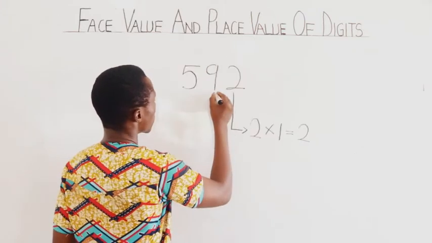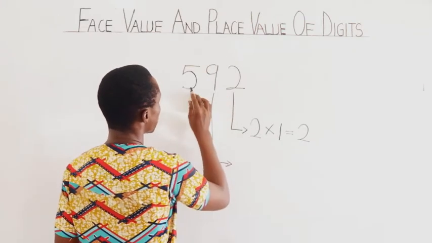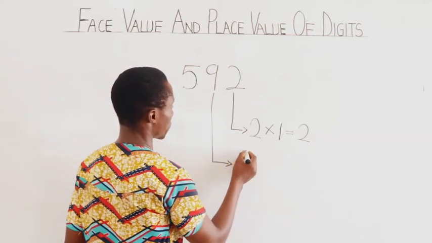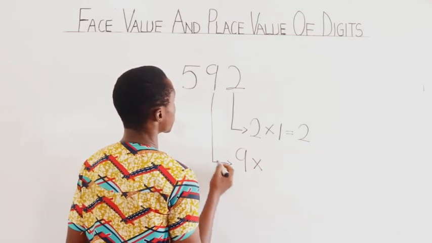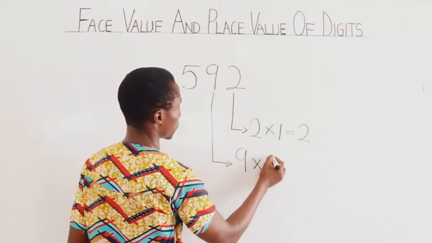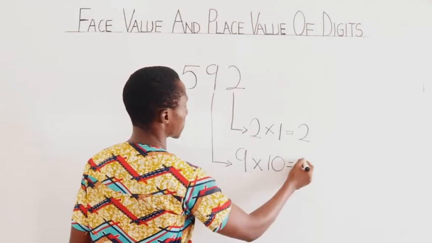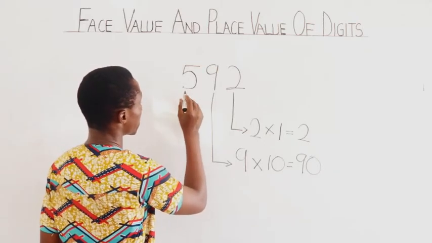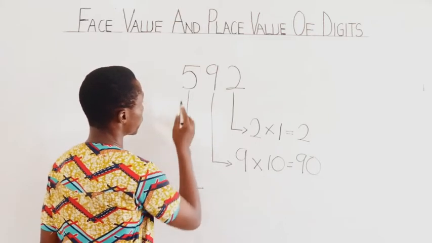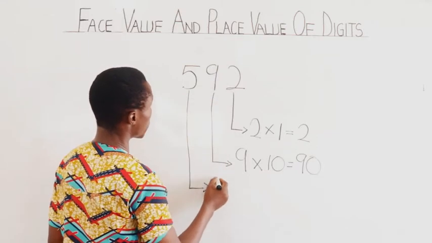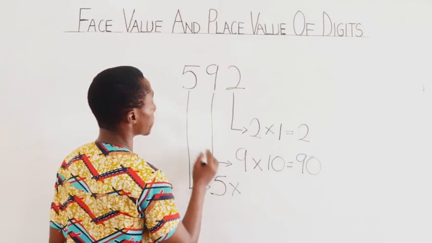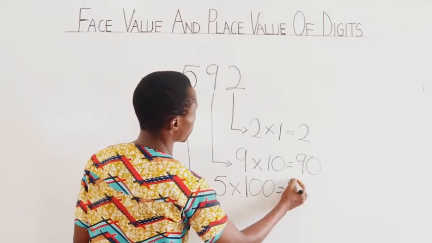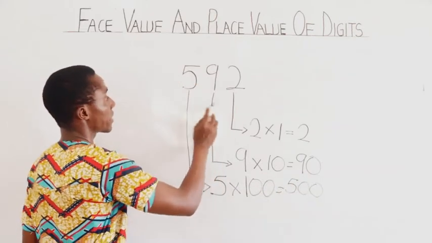And therefore, the place value for the digit 9 in the number 592 is the face value of 9, which is 9, multiplied by the number place of 9, which is 10, and that will give us a place value of 90. Now the place value of the digit 5 in the number 592 will be a face value of 5 multiplied by a number place of 100, and that will give us a place value of 500 for the digit 5 in the number 592.